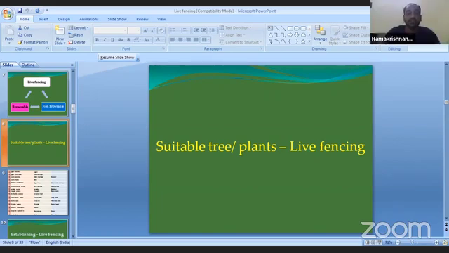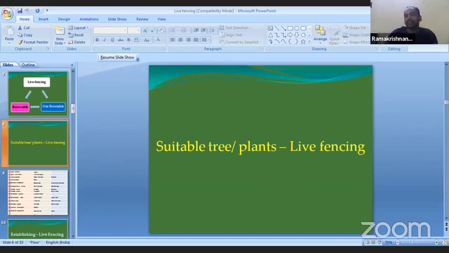Yes, suitable tree species. So the southern region is one type of plant supply. In the north region, one type of planting material is for making live fencing. And in the central region, regional wise, state wise, district wise, and local, we are selecting what are the trees suitable for our live fencing. I have already prepared one chart.